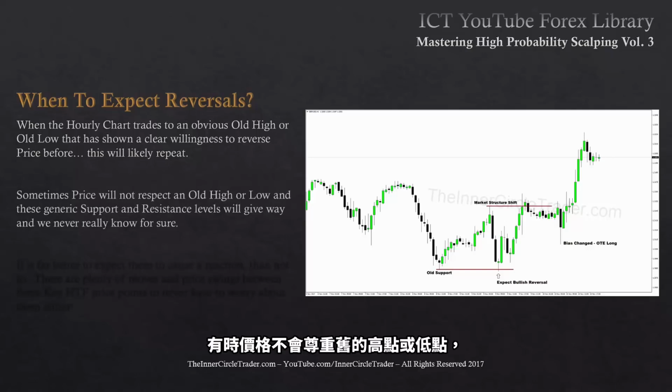Now, sometimes price will not respect an old high or low, and these generic support and resistance levels will give way, and we never really know for sure. So I know what you're going to ask me is, how do I know if the old low or high is going to hold price and cause it to reject and go lower or higher? And the answer to that question is, I don't know that.